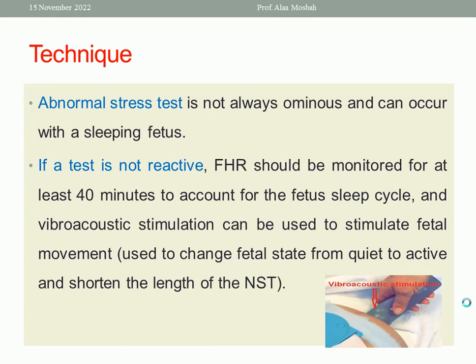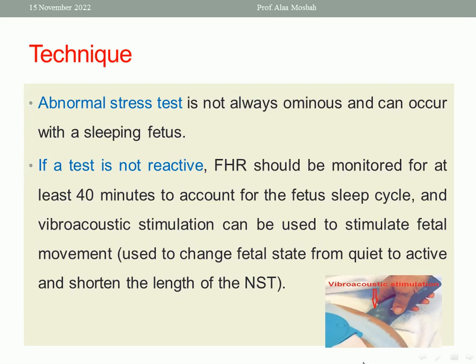Is an abnormal stress test always an ominous sign? No, it is not always ominous and can occur with a sleeping fetus. Okay? So you should keep this point in mind. If a test is non-reactive, the fetal heart rate should be monitored for at least 40 minutes to account for the fetal sleep cycle.